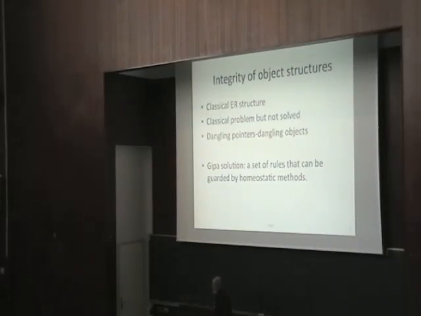Classical way of object structures. I like to talk about ER structures instead of class diagrams. Class diagrams are wonderful, but they mix up instance-level relations with class-level relations. And the Gipa solution is a set of rules that can be guarded.